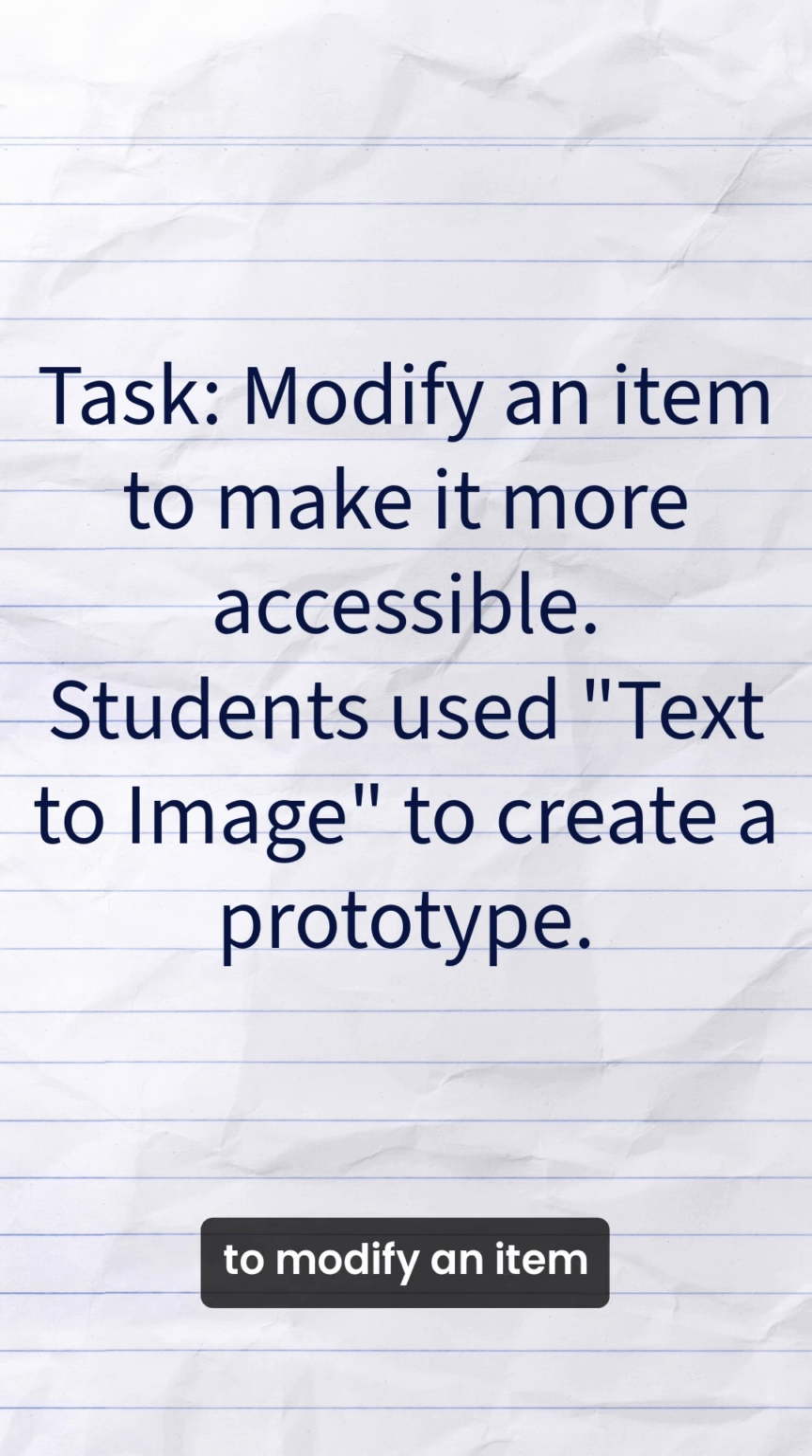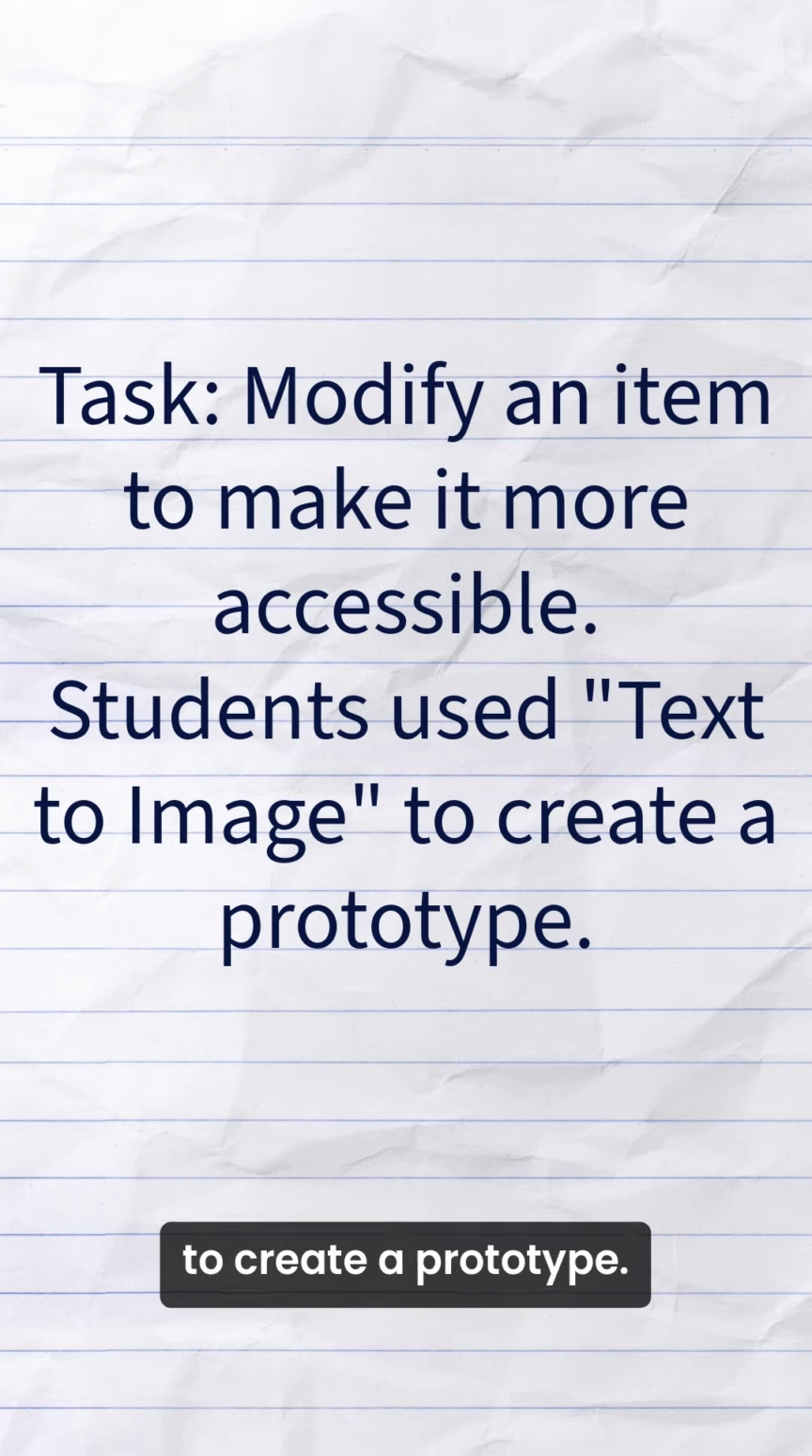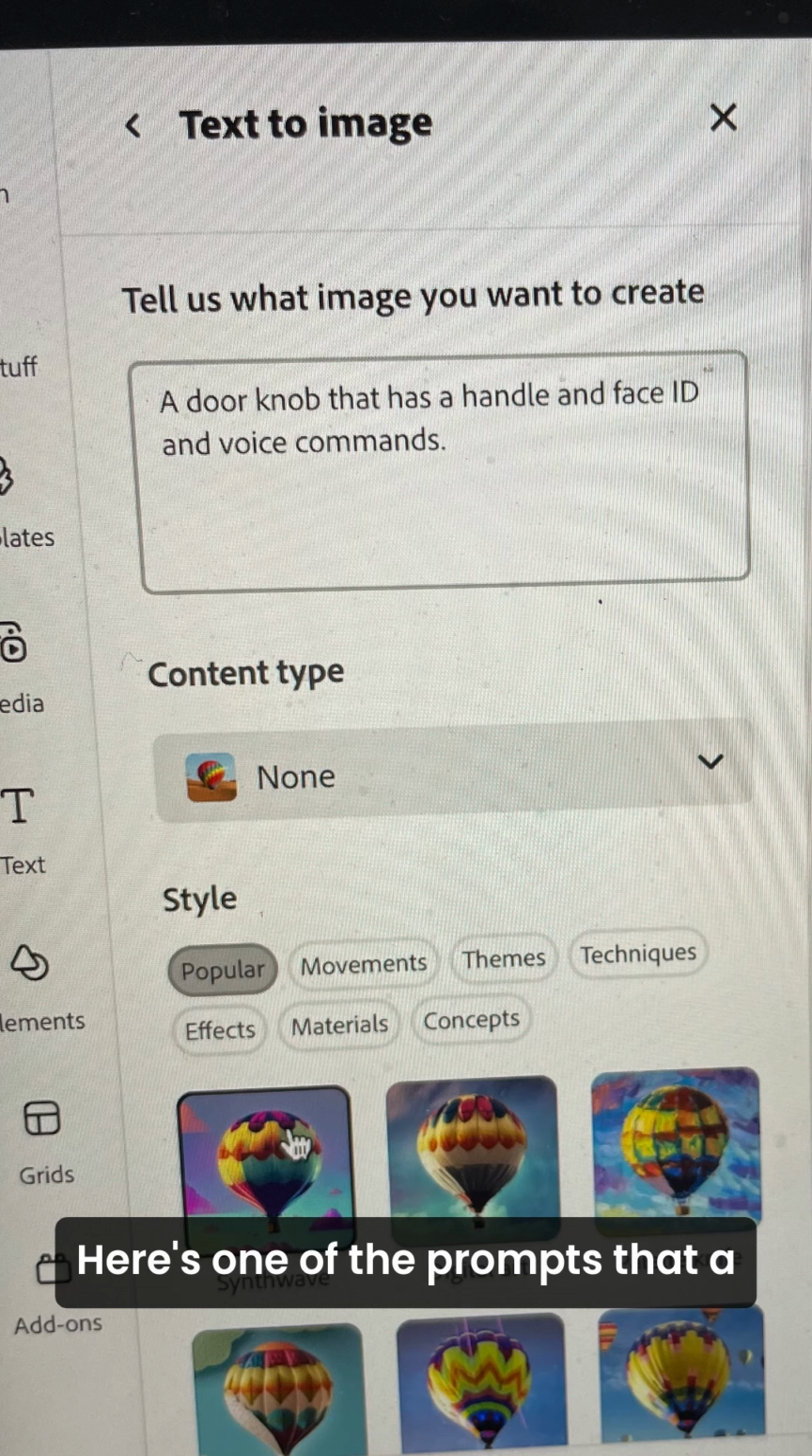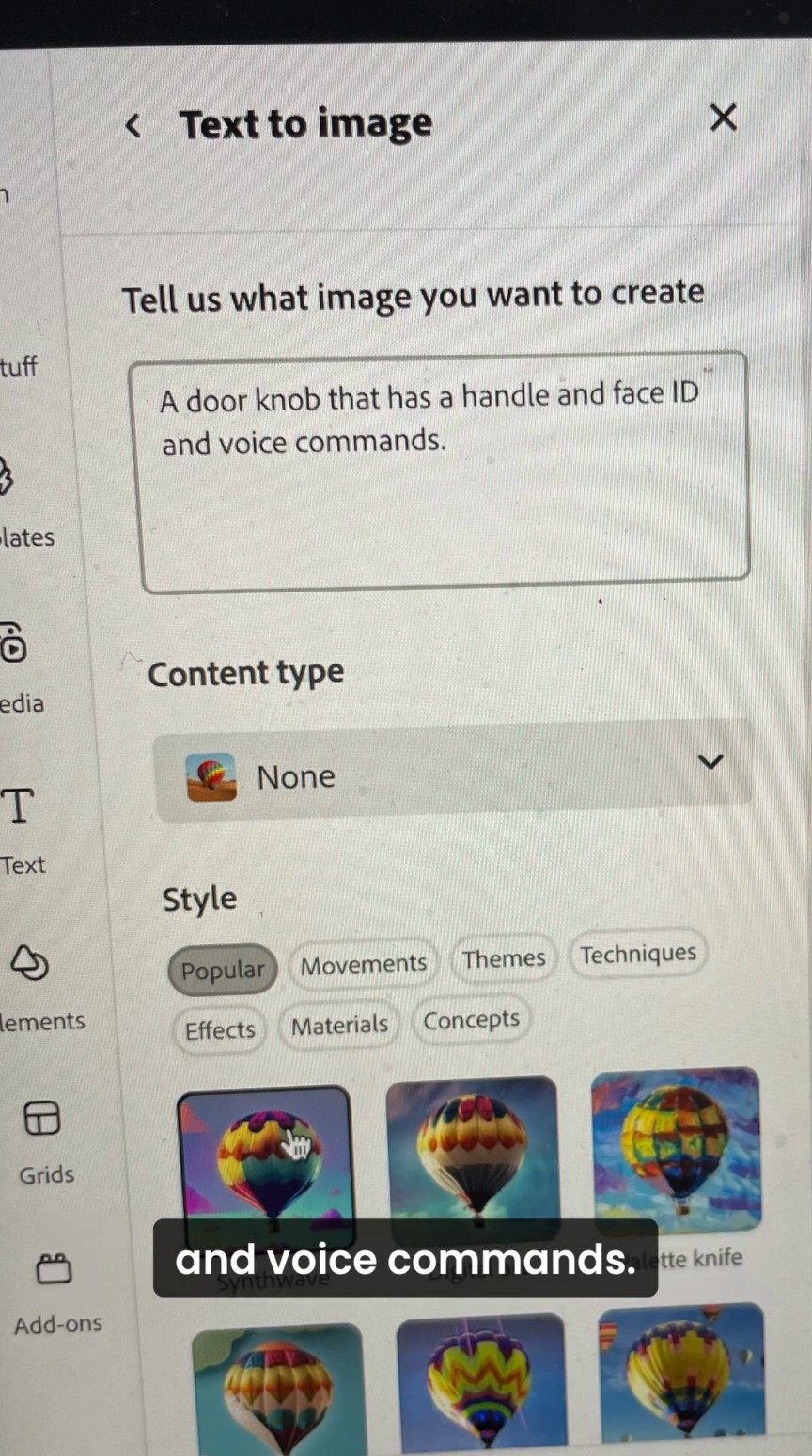Students were asked to modify an item to make it more accessible. They used text to image to create a prototype. Let's see how it went. Here's one of the prompts that a group used to modify a doorknob. I want a doorknob that has a handle, Face ID, and voice command.